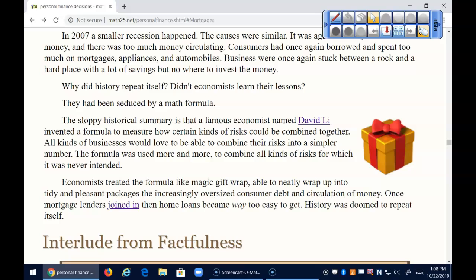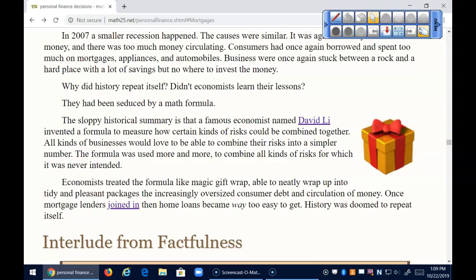There was a famous economist named David Lee, and he invented a formula to measure how you could combine certain kinds of risks together. If you were offering insurance and there was this risk you were insuring against and that risk, then what was the overall risk? And that would be great. Businesses have to know about risks, and if there was a formula that would let them combine their risks into one number, that was great.